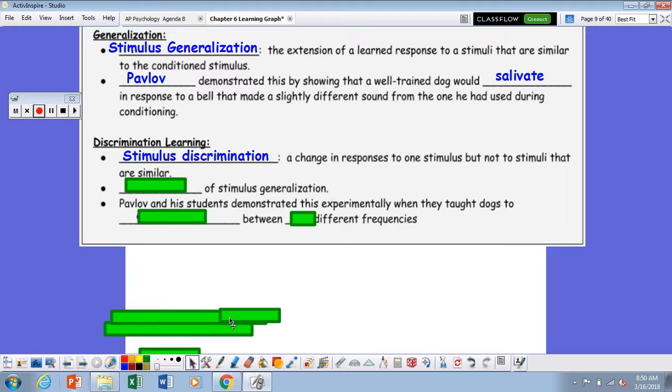Discrimination learning, or stimulus discrimination. This is a change in response to one stimulus, but not to stimuli that are similar. Okay, so the opposite of stimulus generalization. Pavlov and his students demonstrated this experimentally when they taught dogs to distinguish between two different frequencies of the tone, or the two different frequencies of the bell.